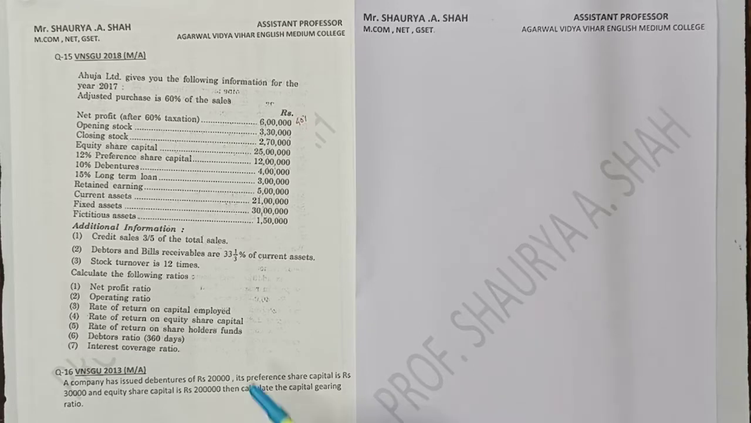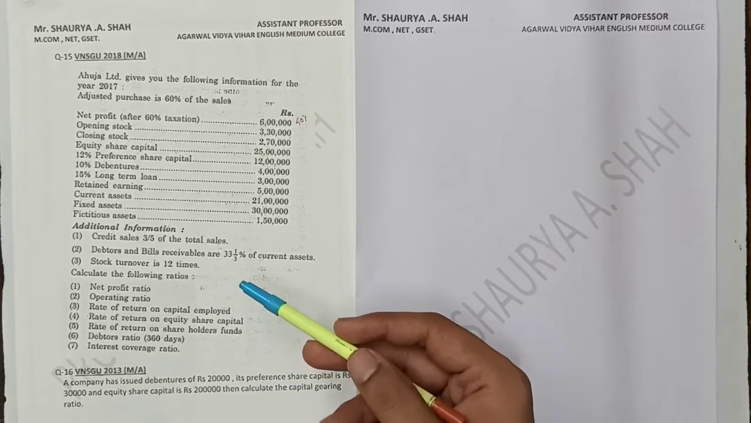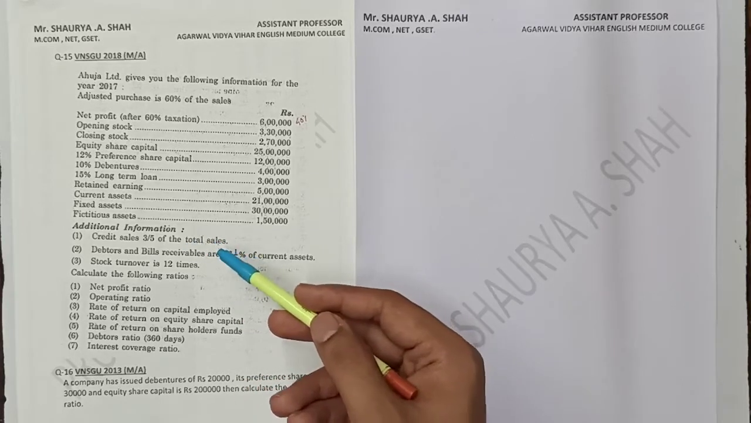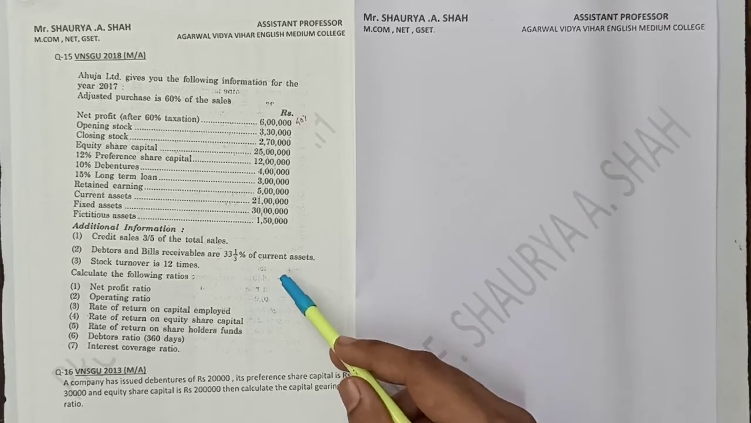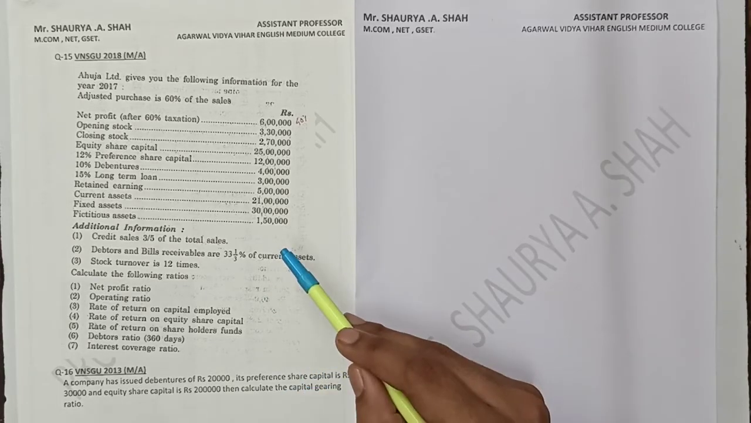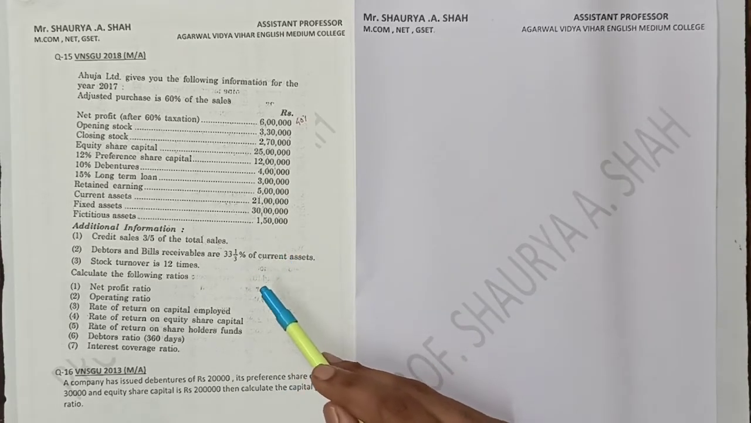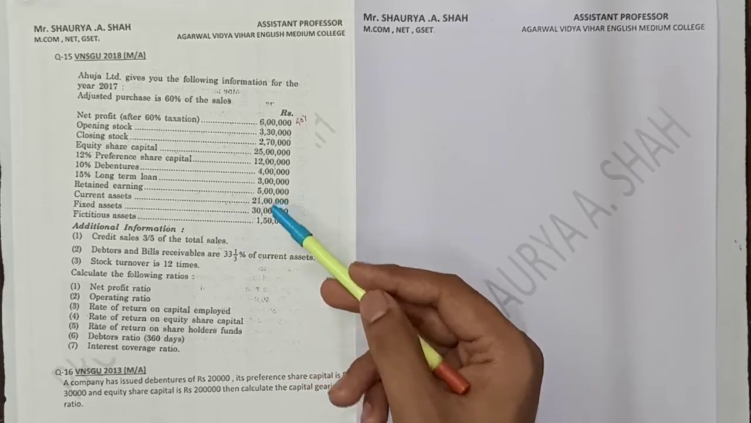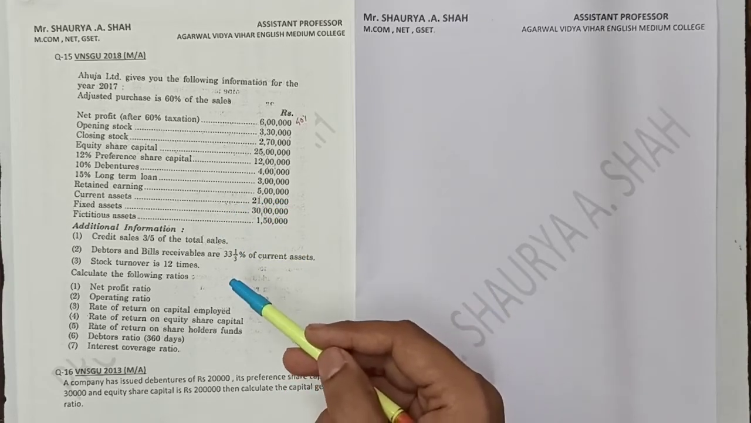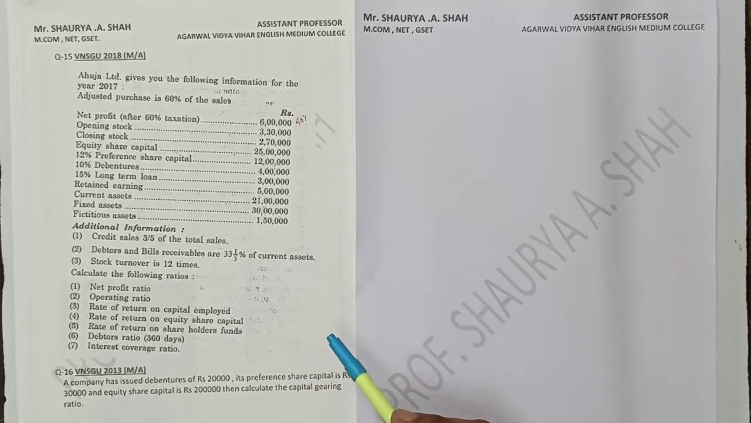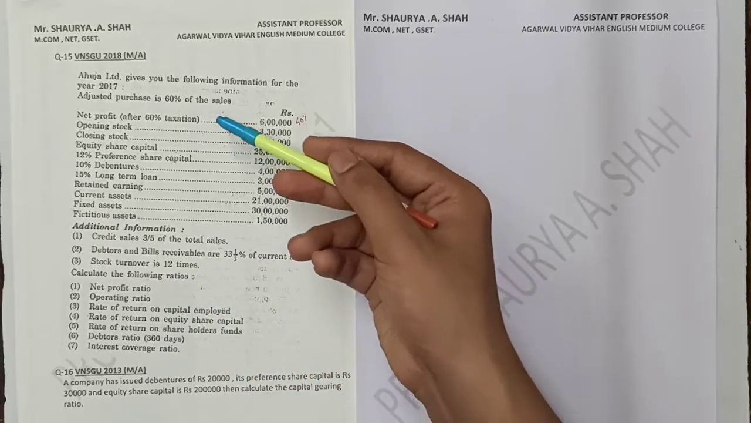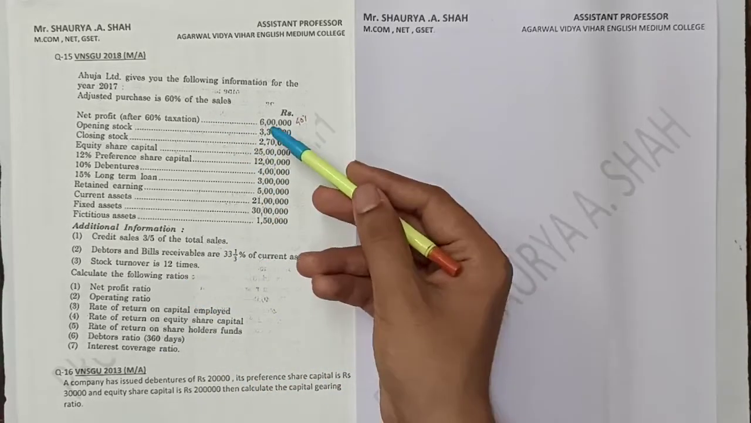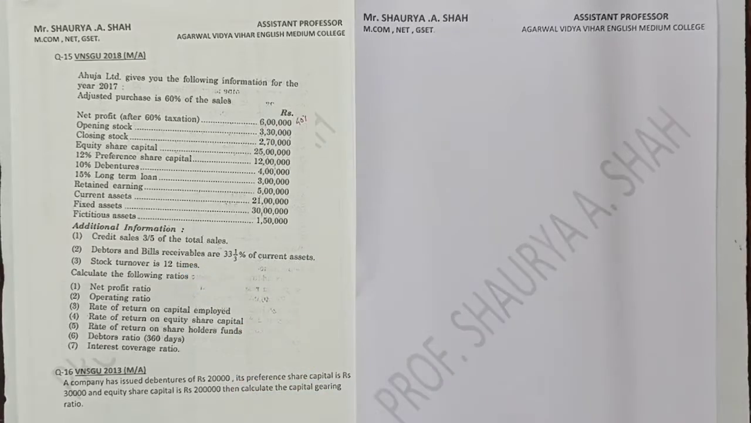Apart from that, additional information you have 3. The very first is credit sales are 3/4 of total sales. Debtors and BR are 33 1/3% of current asset, right? So I can find out of this information, because we have already seen current asset is given. So I can find out bills receivable and debtors out of this amount, right? Stock turnover ratio is 12 times. So again, from stock turnover ratio, I can find something of cost of goods sold, because I am having average stock, I am having stock turnover ratio also, right?